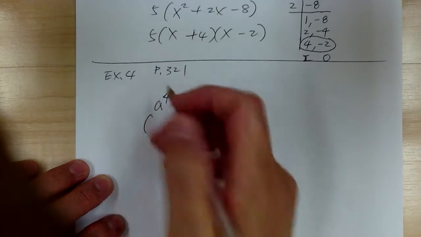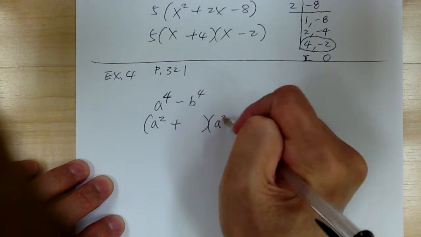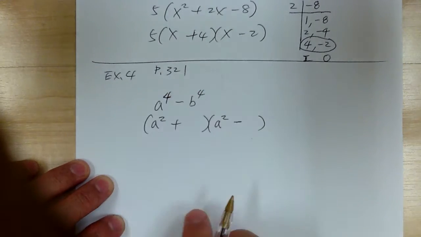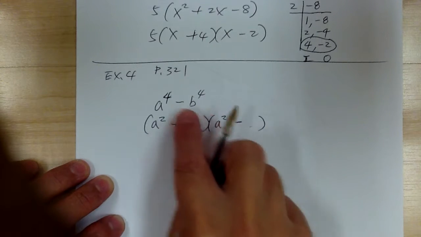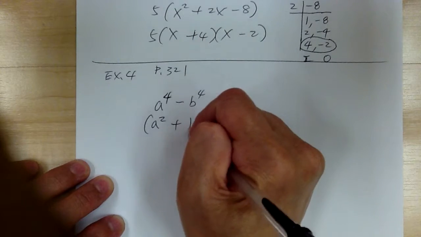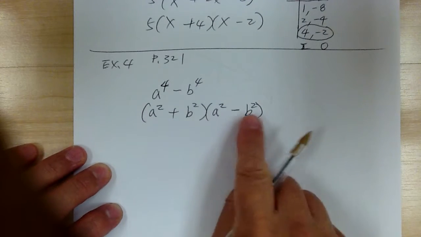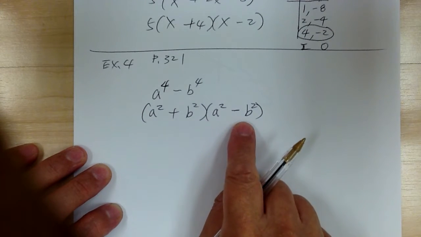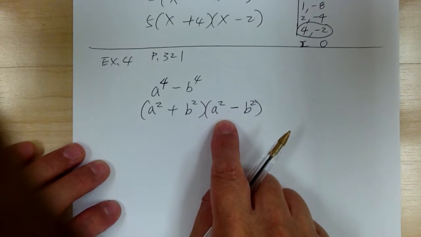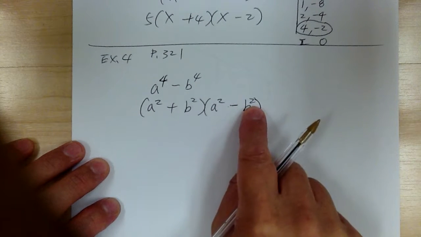So to get a to the 4, you're going to get a squared, right? A squared gives you a to the 4. And plus times minus gives you minus. And you need to get b squared times b squared, right? Okay, now notice there's a difference of square again. So you have to repeat. You have to keep doing it until you cannot do it anymore. You still have a squared minus b squared.